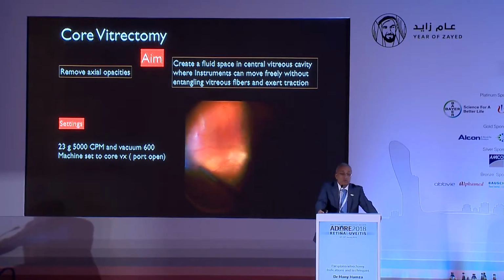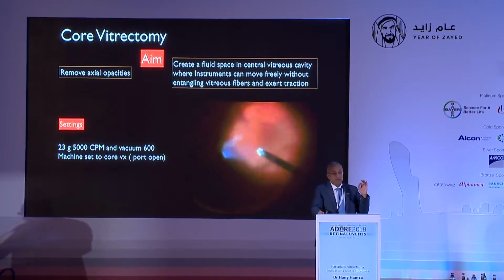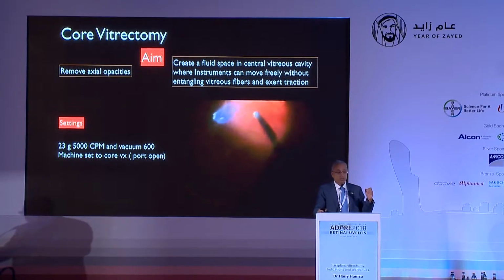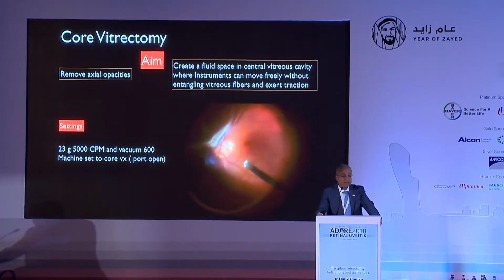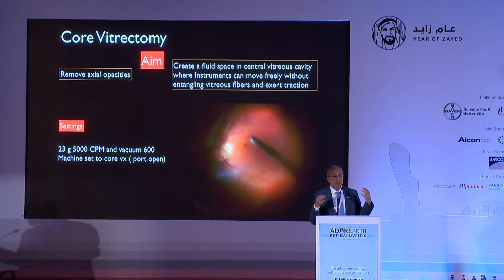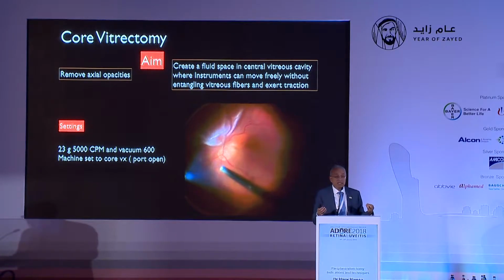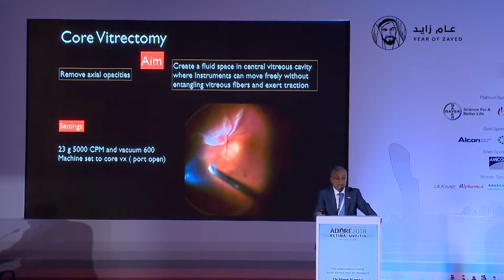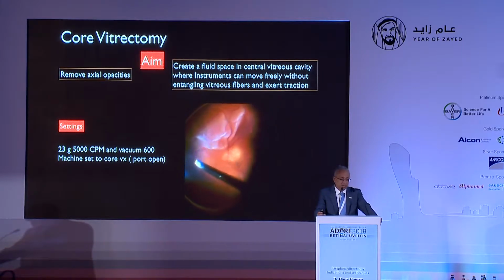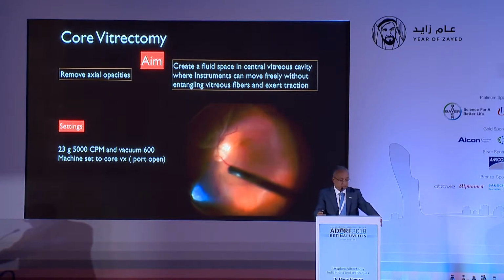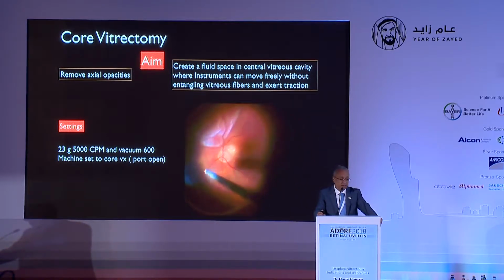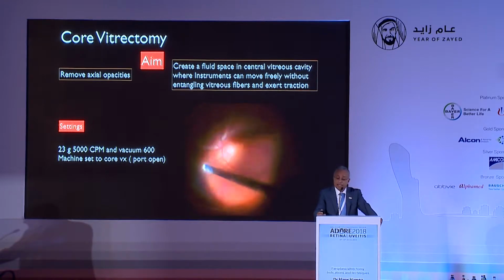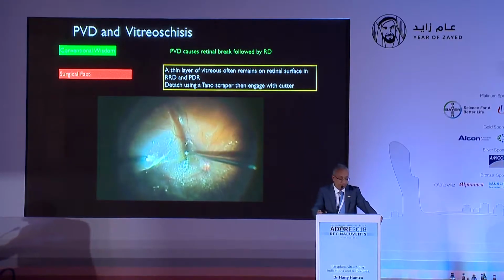The first step is to do a core vitrectomy, and this step has two main aims. First of all, remove axial opacities, and the second is to create a fluid space in the central vitreous where you can move your instruments quite easily without entangling vitreous in the instruments and causing more traction. In such cases, the settings are 23 gauge using a 5,000 cuts per second and a predominantly open port.